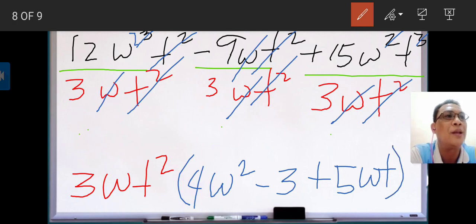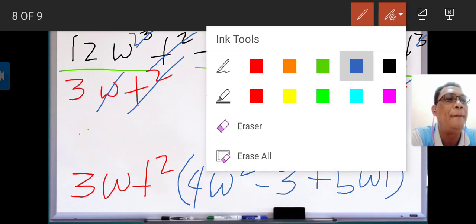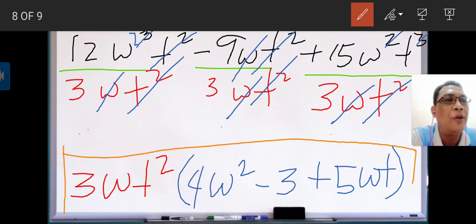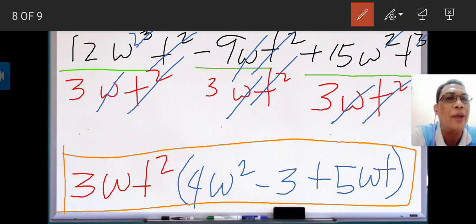So that could be the factor form of 12w cubed t squared minus 9wt squared plus 15w squared t cubed. It is 3wt squared times the quantity of 4w squared minus 3 plus 5wt.